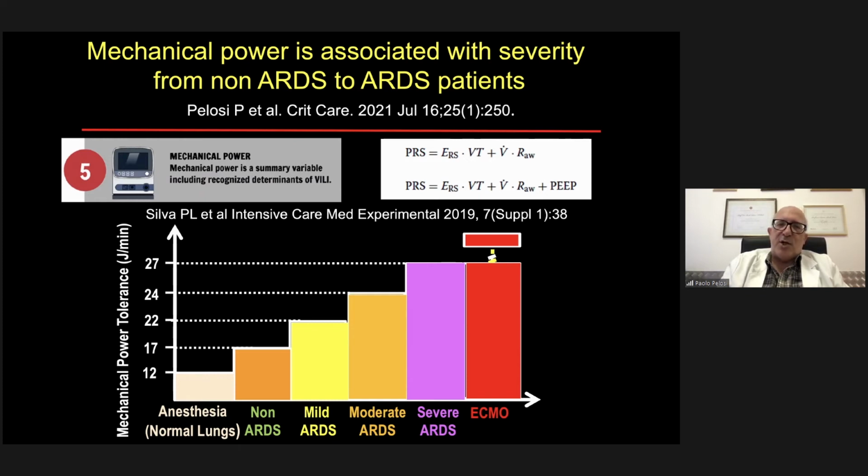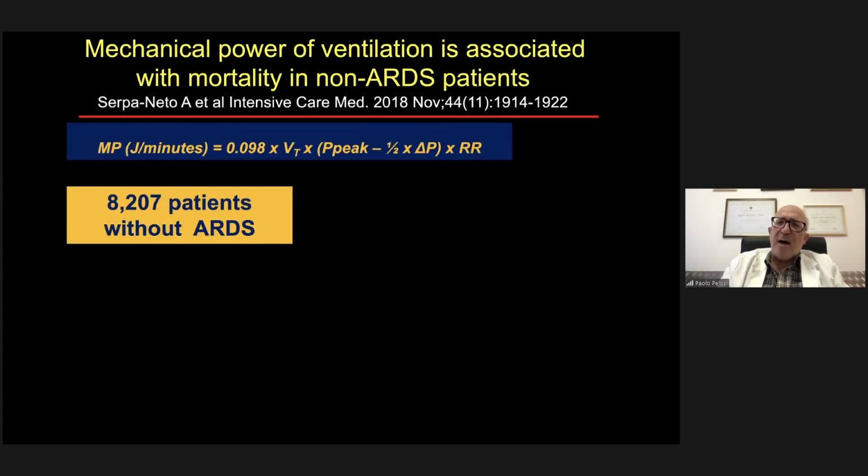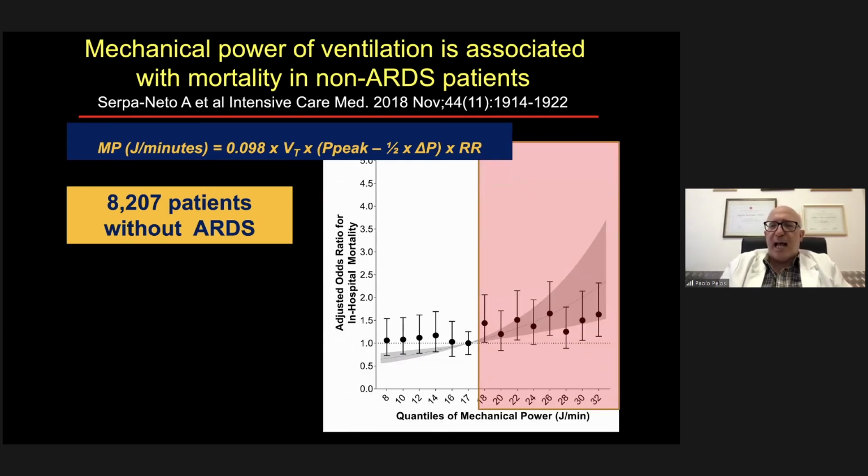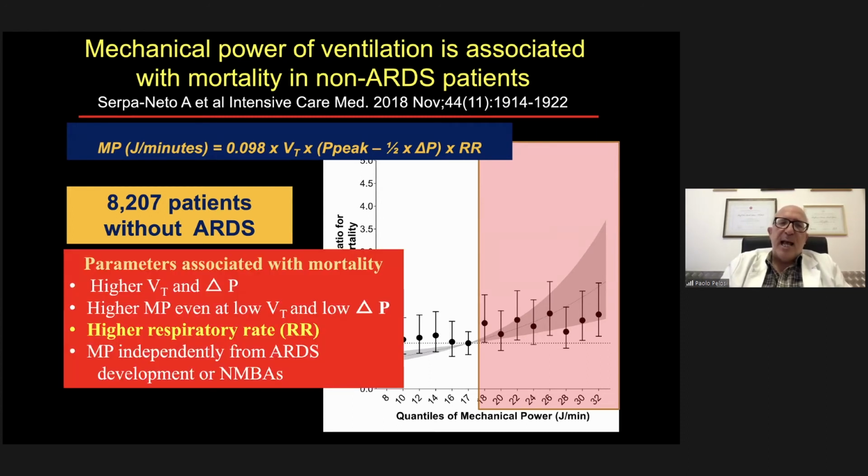So mechanical power is a very interesting target of ventilation and is associated with severity from non-ARDS to ARDS patients. We found that also in non-ARDS patients, in a large population, this was associated with increased risk of mortality when it was above 17 joules per minute, and this was associated with mortality due to the higher tidal volume and driving pressure, and the higher mechanical power was associated with mortality even at lower tidal volume and driving pressure.